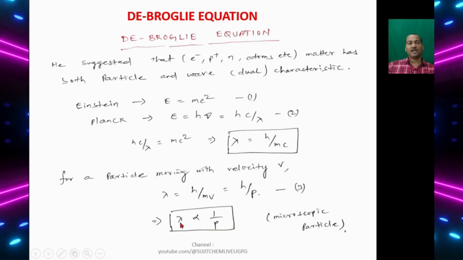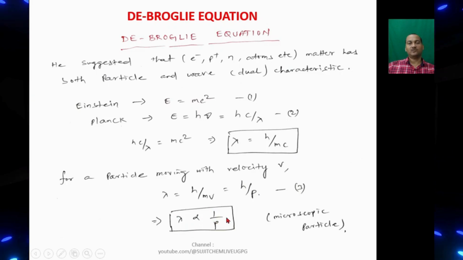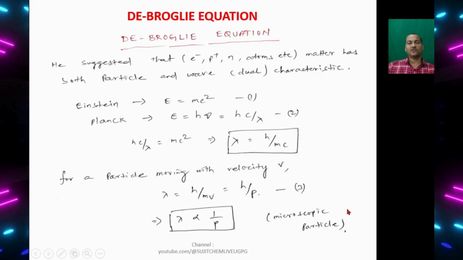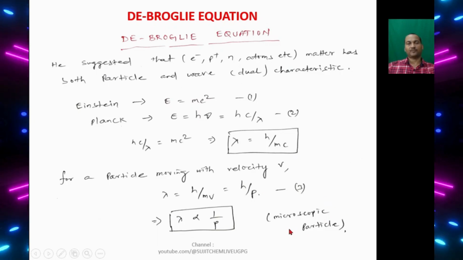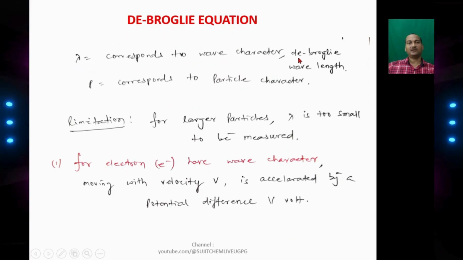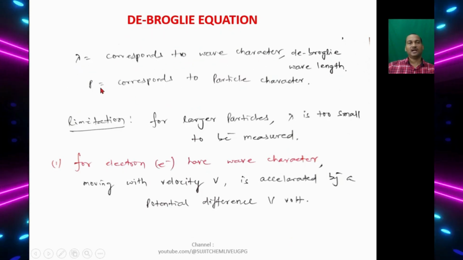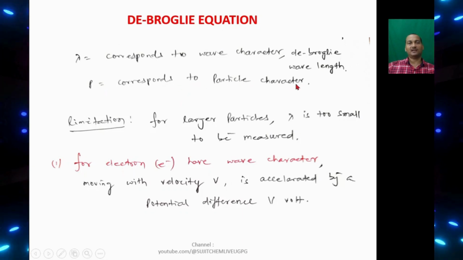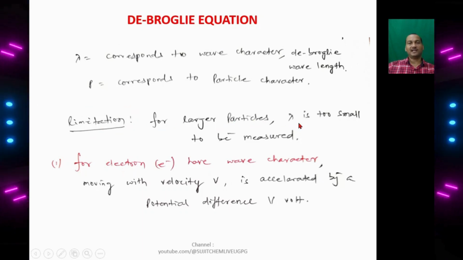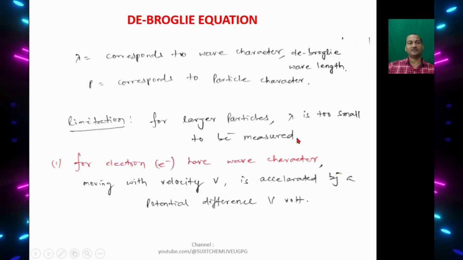So lambda is directly proportional to 1 upon p. This is applicable for microscopic particles, where lambda corresponds to wave character, that is called de Broglie wavelength, and p corresponds to particle character, that is the momentum.